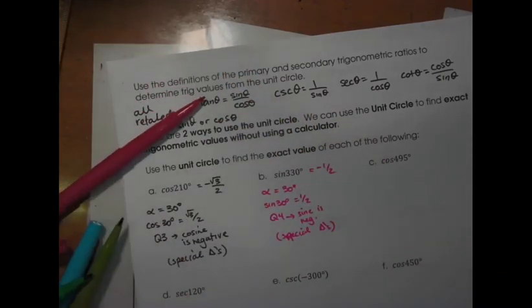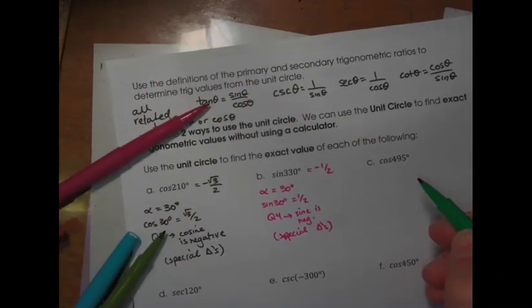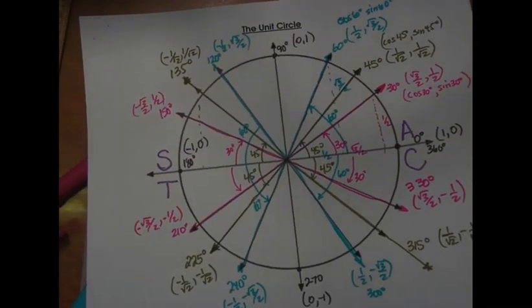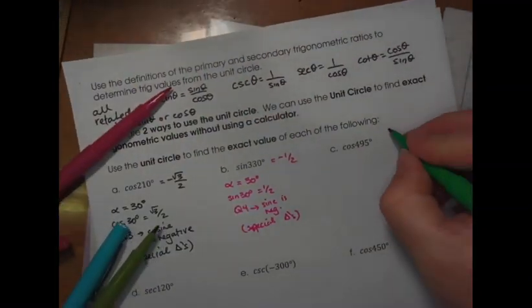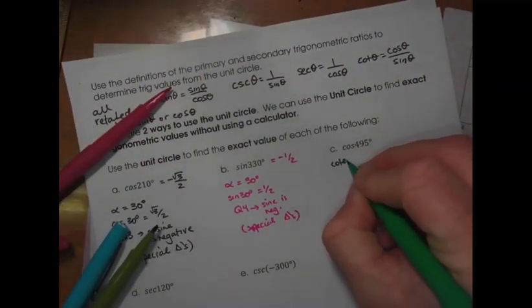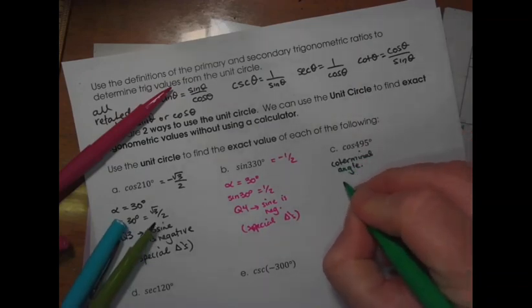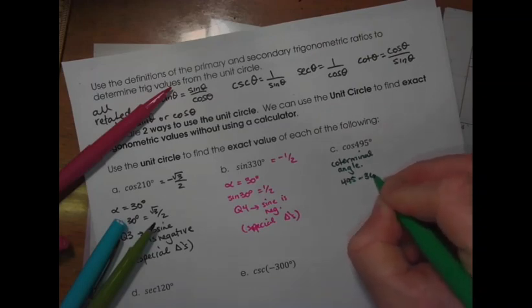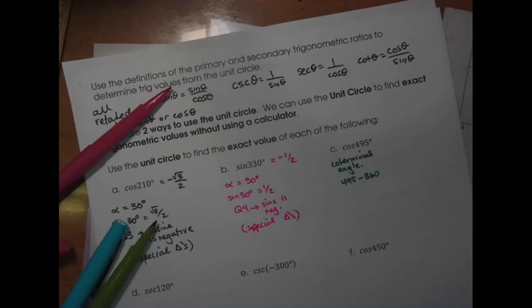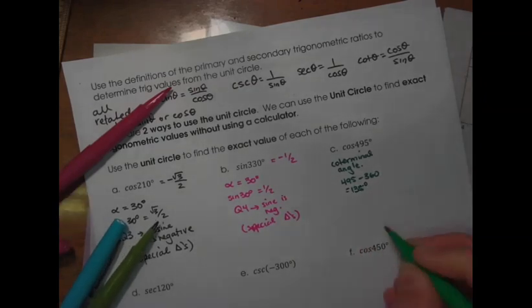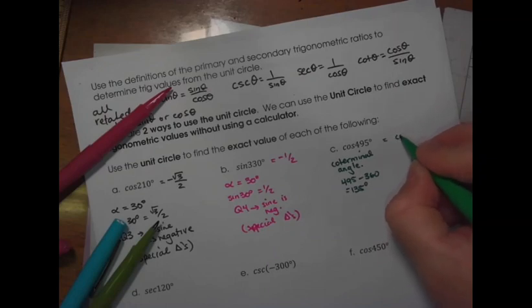Now, if I look at this, 495. Well, we don't have 495 on this triangle or this page. So we need to find out where that is. Maybe we need to think about a coterminal angle. Well, we know that if we take 495, subtract 360, I can figure that out as 135. So therefore, we can say that the cos of 495 is equal to cos of 135.